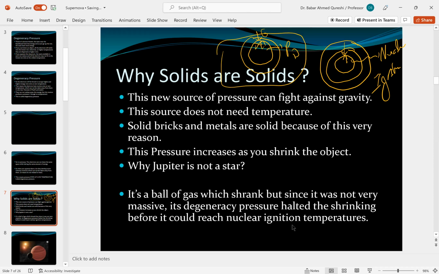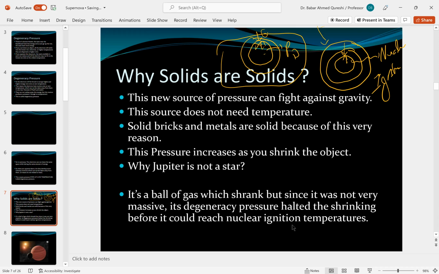So clearly, if the weight is less, then the degeneracy pressure will balance it before you can heat it up enough to cause nuclear ignition. While if the weight is large, if it's a very massive cloud, then the degeneracy pressure increases as you shrink. So as it's shrinking, degeneracy pressure is going up and trying to balance. But before it's strong enough to balance it, nuclear ignition happens because you need a huge amount of degeneracy pressure to balance a heavier cloud.